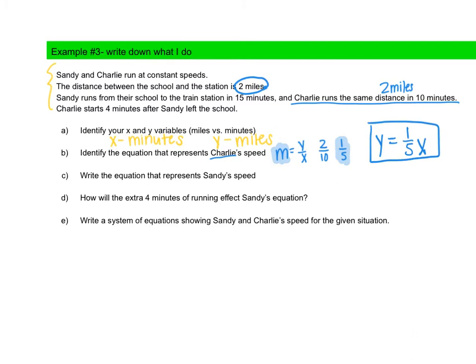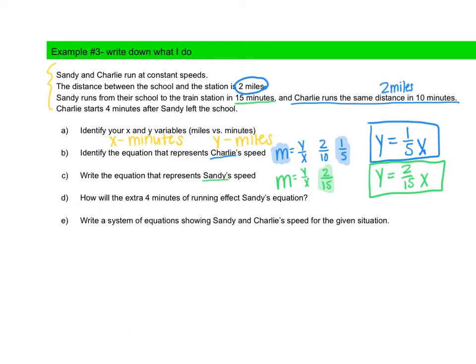Okay. Now we're going to do the same thing, but instead of doing it for Charlie, we're going to do it for Sandy. So Sandy runs those 2 miles in 15 minutes. So for her, doing y divided by x, and remember that y was miles, so she runs 2 miles in 15 minutes. Now as I'm looking at this, I see that this fraction cannot be reduced. So her rate is 2 over 15, and we write that in equation as y equals 2/15 x. So I've just written Charlie's equation and Sandy's equation.